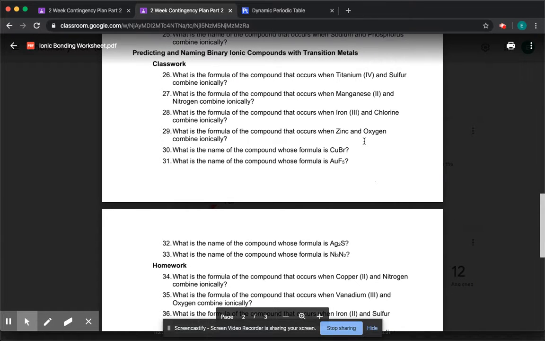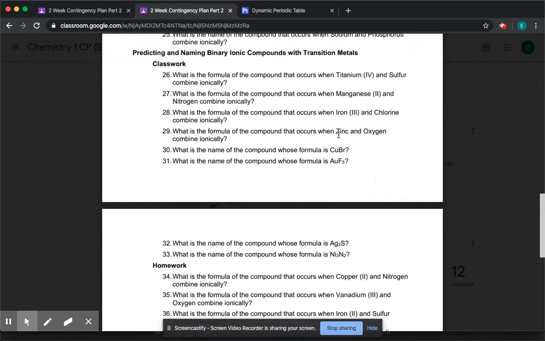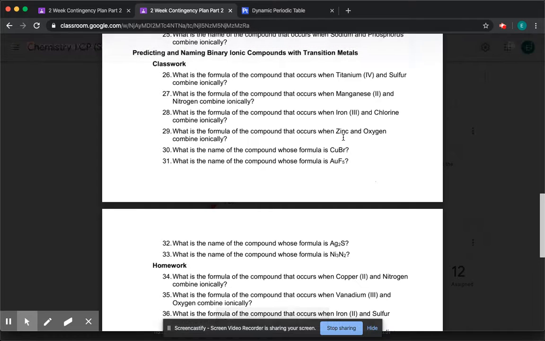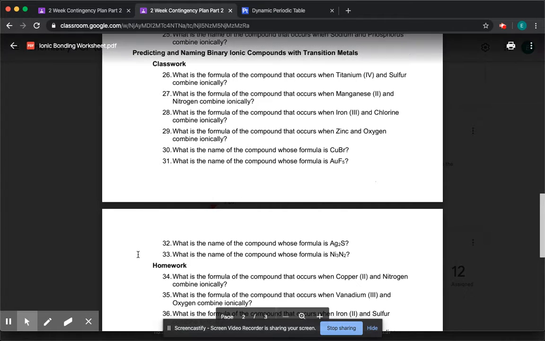Let's do zinc and oxygen. It says, what is the formula that occurs when zinc and oxygen combine ionically? If you notice, for zinc, there is no Roman numeral. And the reason there is no Roman numeral, even though I would like there to be, they really should do that. Zinc can only have one option, and that option is +2. So zinc is +2.